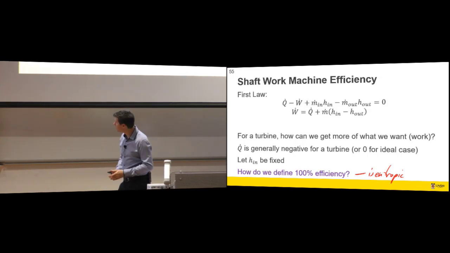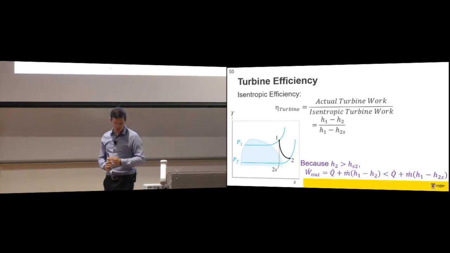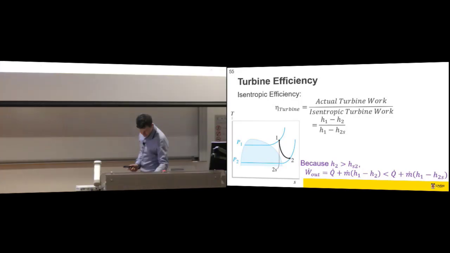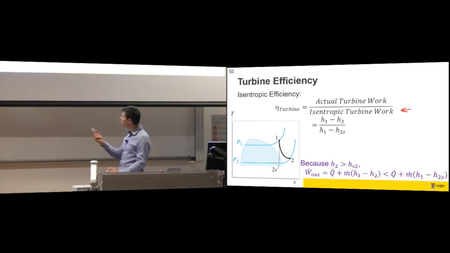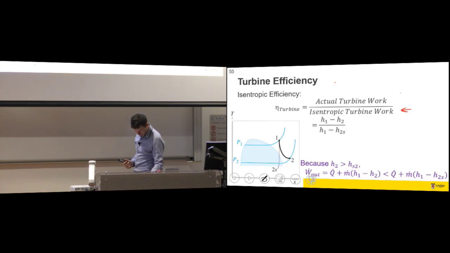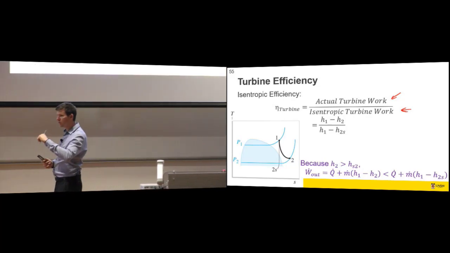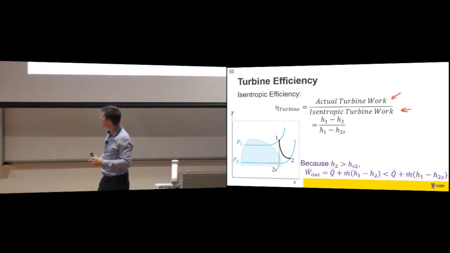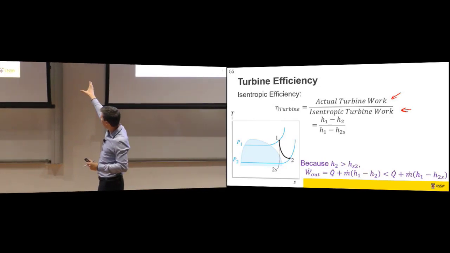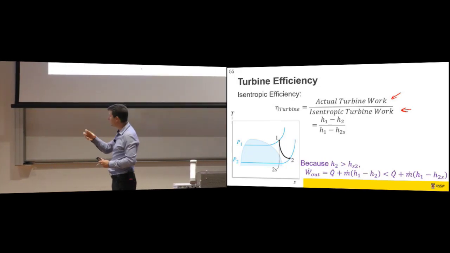So then, in that case, how do we define efficiency for a turbine, compressor, pump? Okay, so now we know what the ideal amount of work that we might possibly get out of a turbine will be. Well, we can use that on the bottom of what the work we actually get out of the turbine is. So we can say, how much work did I actually get out of the turbine divided by how much work would I have gotten out of the turbine if it was ideal, and let that be the turbine efficiency, okay?